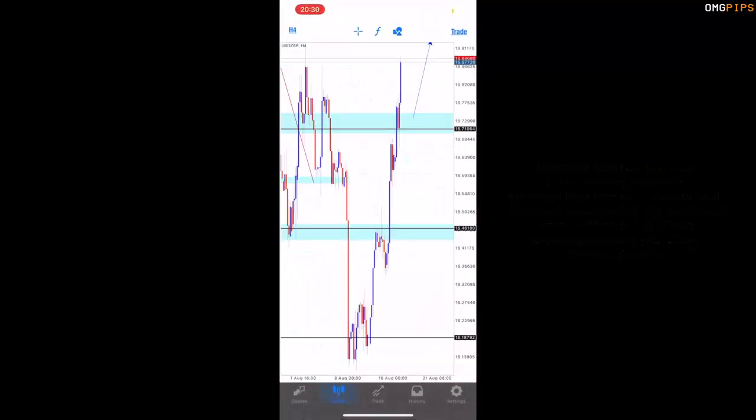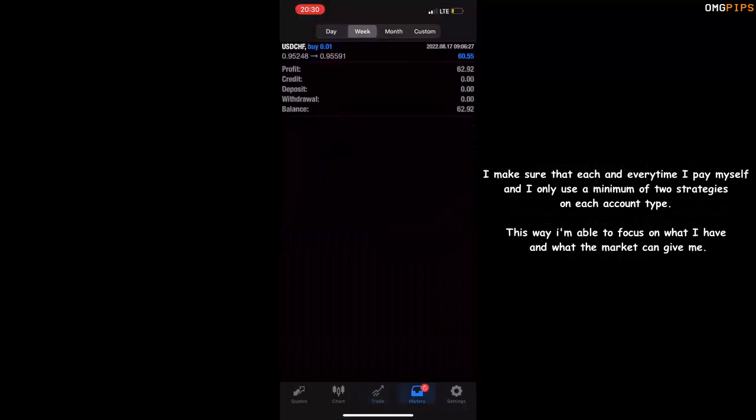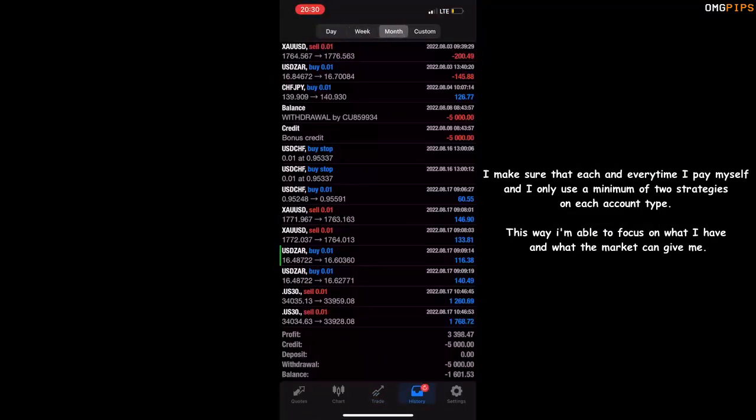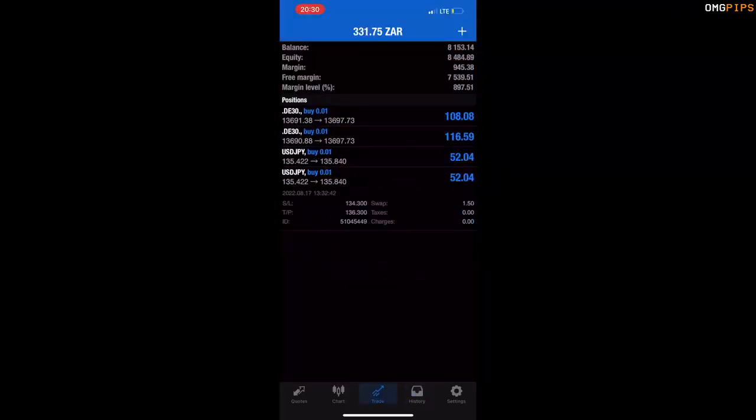We are done for the day, guys. That is how I basically trade. I make sure that each and every time I pay myself, and I only use a minimum of 2 strategies on each account type. This way I'm able to focus on what I have and what the market can give me. Always make sure, guys, you're a profitable trader.